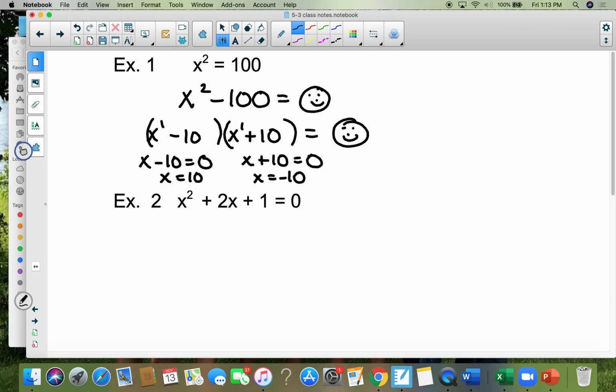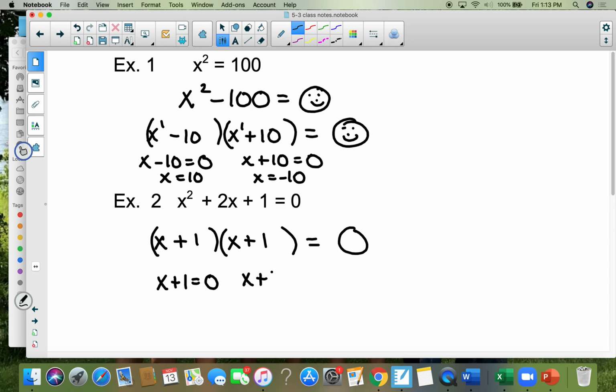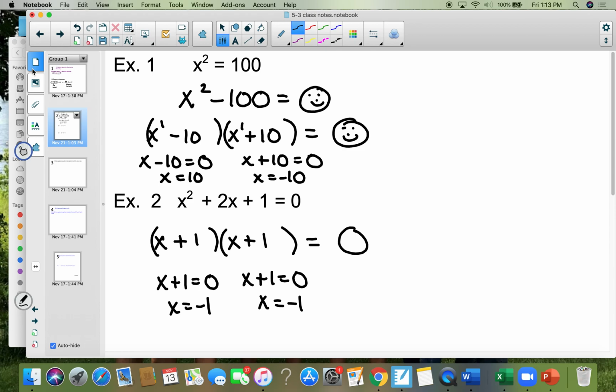Okay, let's do this one. 2 sets of parentheses, set it equal to 0. You're going to put an x here and an x here, plus 1, all your factoring skills. You're going to set both of them equal to 0 and solve for x. X equals a negative 1, and it just so happens that x equals a negative 1 again. And we have a couple more.